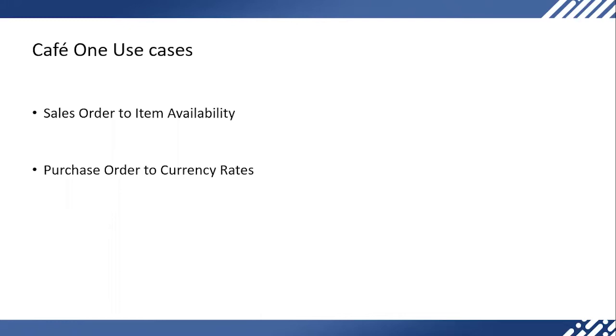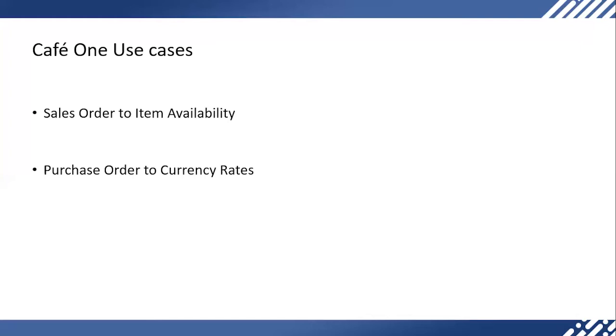The second one is about purchase order to currency rates. In this particular use case, let's say I'm trying to buy something, or let's say I'm trying to sell something from my company to a company in a country other than ours. So I'll be needing exchange rates, the rates of the current currency.